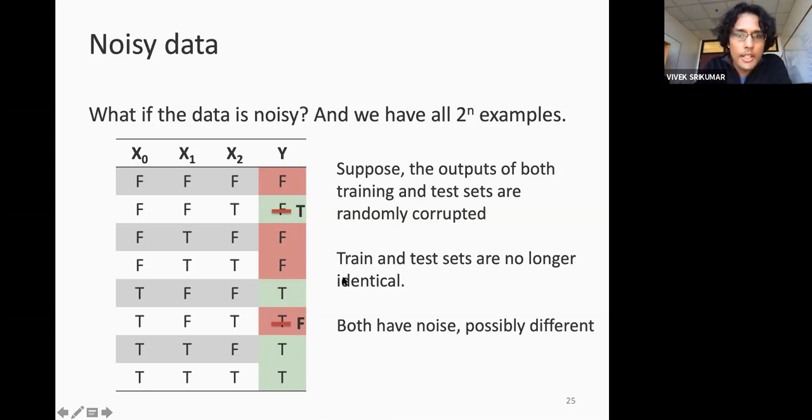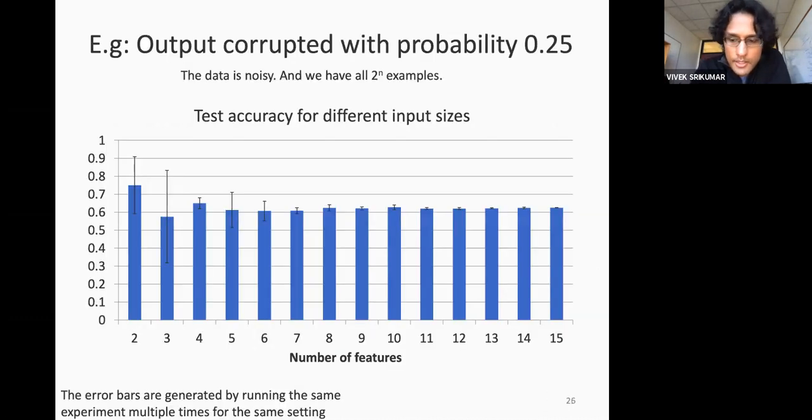So then we can still build a decision tree, right? We may not know that there's noise in the data. We are just given a data set, like you're given a data set in your homework. Maybe it has noise, maybe not. So then what do you do? You can build a decision tree.